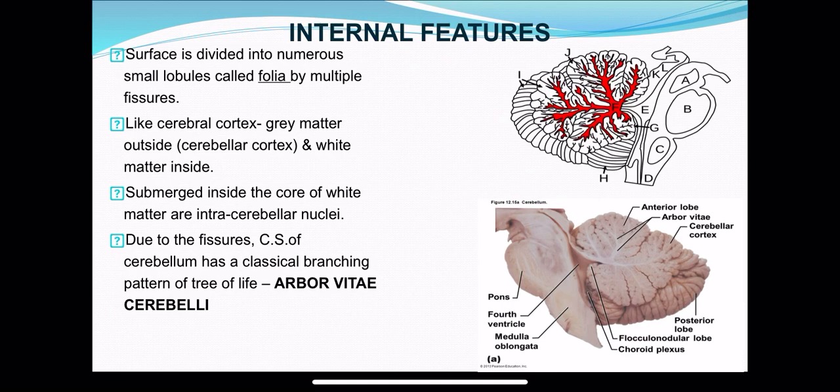So if you look at the red colored marked area in the upper diagram, you can make out that it's like a tree branching pattern, which is known as arbor vitae cerebelli. This terminology I'm sure you heard in an earlier session when you were studying another organ, and that is arbor vitae uteri.